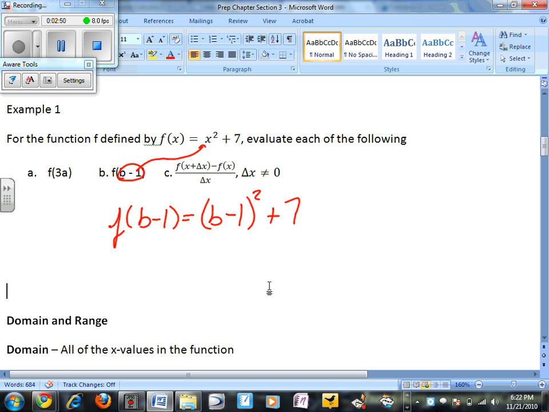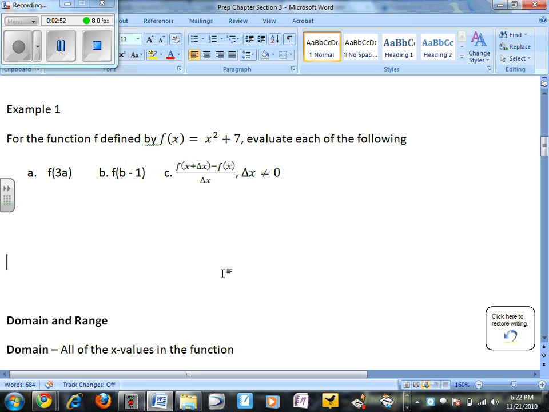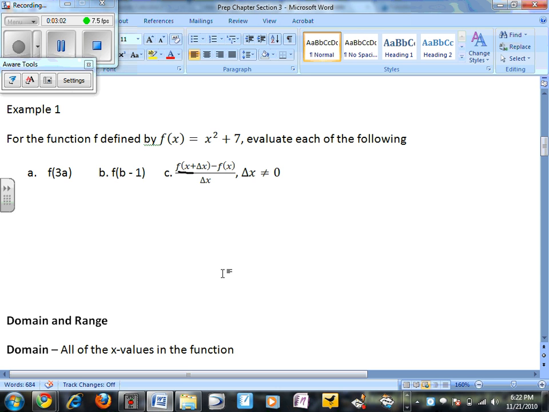For the next one, for c, evaluate f of x plus change of x minus f of x all over change of x. So what it's saying is we want to plug in x plus change of x first, and then we're going to subtract the original function, just f of x. This is the original function here, sorry. So we're going to plug that in at x plus change of x first. We're going to subtract the original function, and we're going to keep it all over change of x.